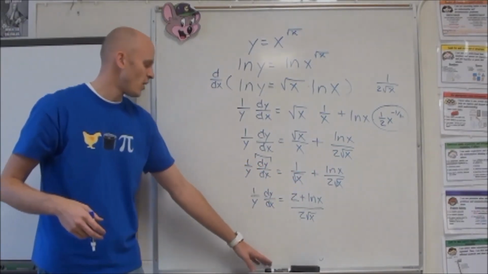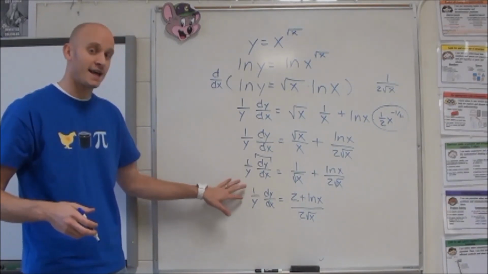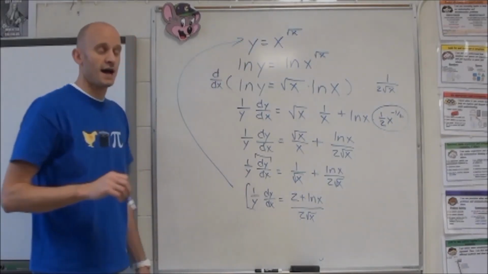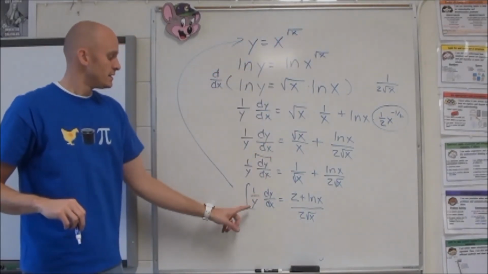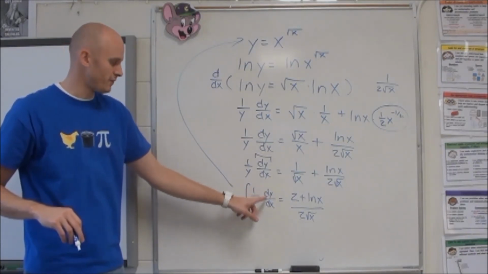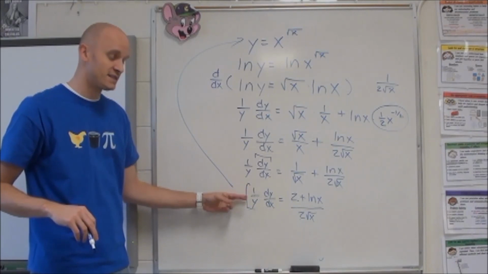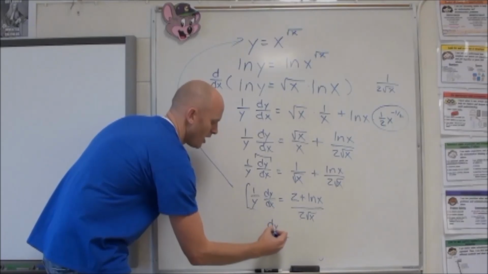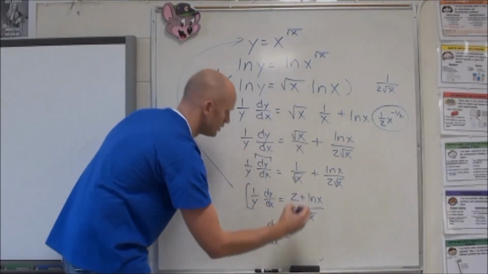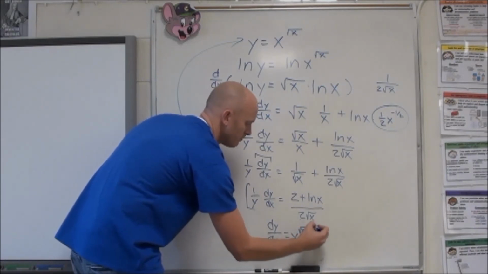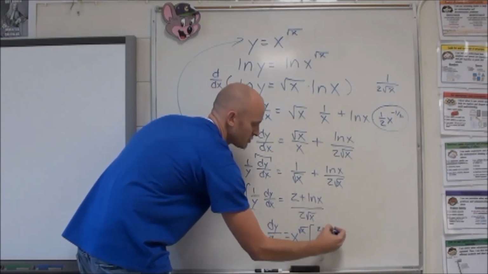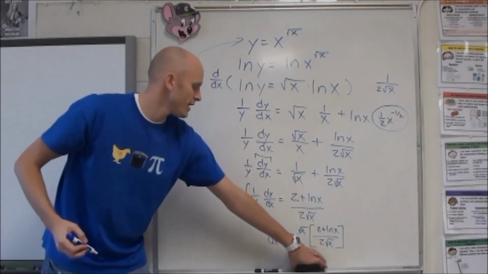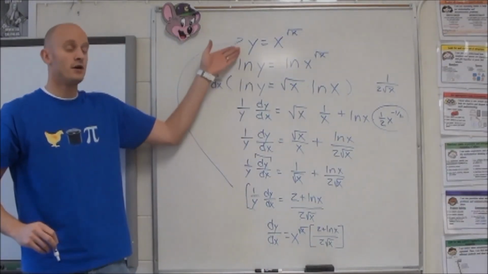I'm solving for the derivative of y with respect to x. Well, it's 1 over y here, but I want it in terms of x. Remember, y is x to the square root of x. So if I have to solve for dy dx, I multiply both sides by the reciprocal, or multiply both sides by y. So the derivative of y with respect to x is equal to x to the square root of x multiplied by what I had, 2 plus the natural log of x over 2 square root of x. And that right there would be our derivative of y.